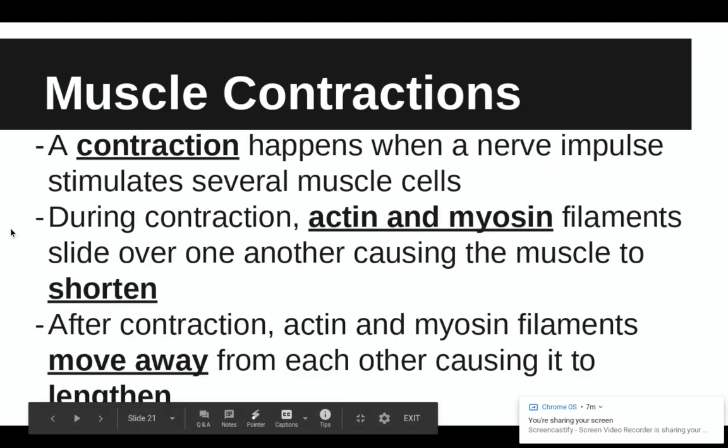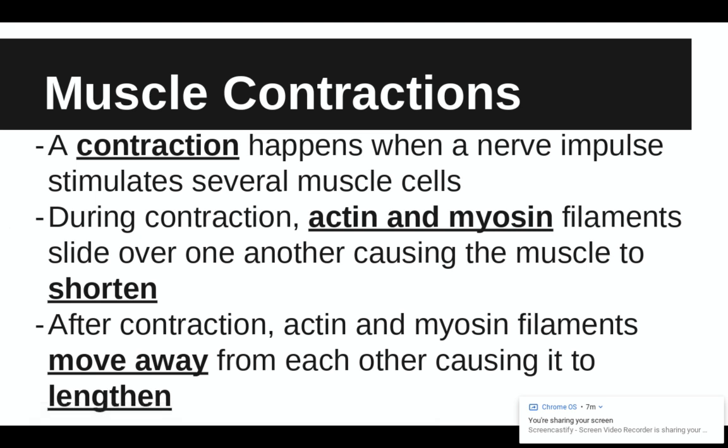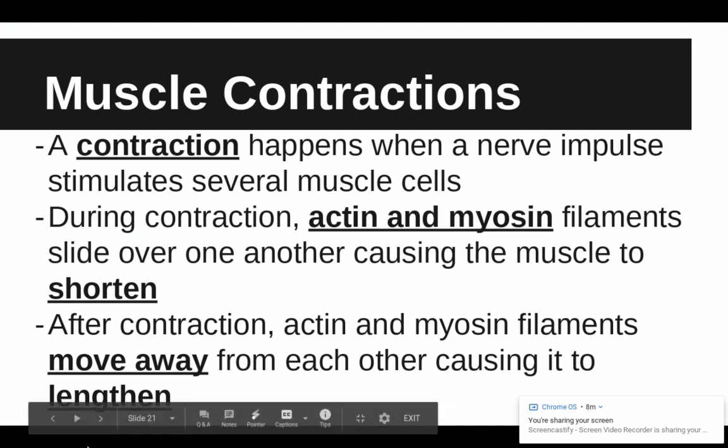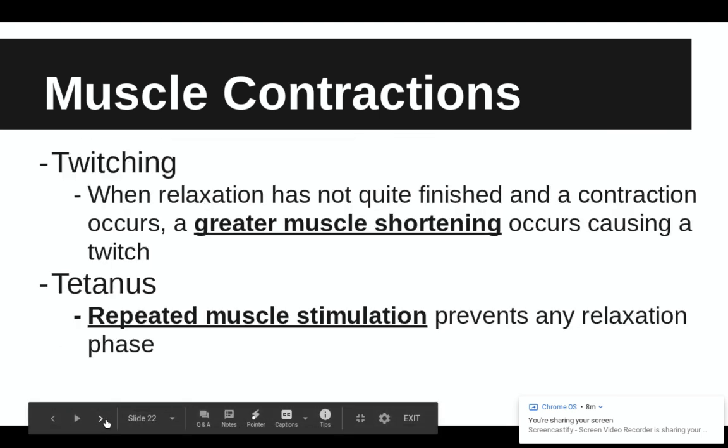So, the contraction happens when a nerve impulse stimulates several muscle cells. During the contraction, the actin and myosin filaments slide over one another. Actually, the myosin grabs onto the actin, as we talked about before, causing the muscles to shorten. After contraction, the actin and myosin filaments move away from each other, causing it to lengthen or relax and go back to its normal size.